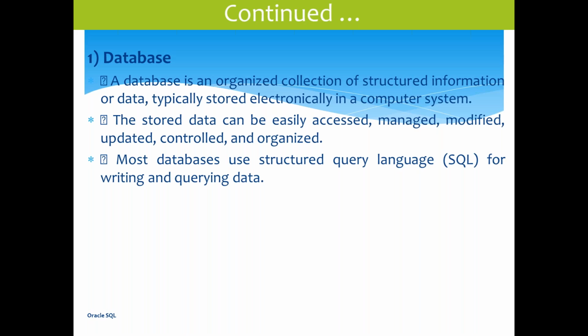So where will it be stored? One repository, one container will be there. That container is called a database. So a database is an organized collection of structured information or data typically stored electronically in a computer system. The stored data can be accessed very easily. It can be managed, modified, updated, or controlled, so we can work with all that data.